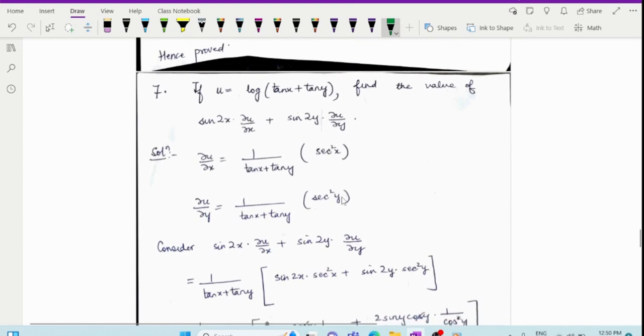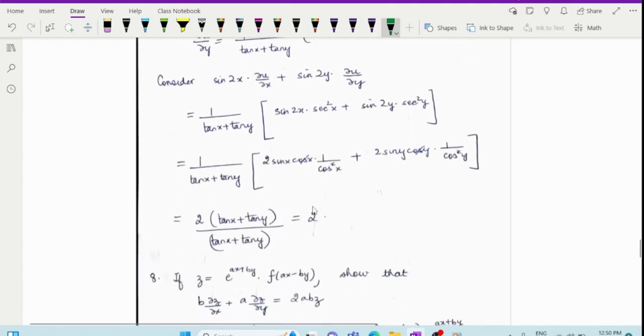Now this is another interesting problem. u is log of tan x plus tan y. You have to find the value. It's very easy. You just find del u by del x, del u by del y. Consider this expression. It simplifies using a simple formula: sin 2x is 2 sin x cos x. It becomes twice the denominator and the answer turns out to be 2.